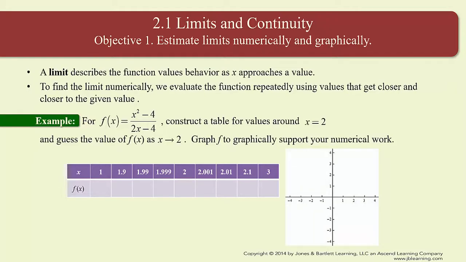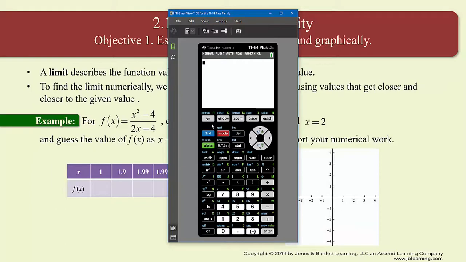So before I head off to the board, because I'm going to fill in this table, once I get to the chalkboard, I just want to show you how I'm going to use my calculator to do this. So, let me pull up my calculator. And so let's see, Y equals, so I have to put the function into Y equals. So it's x squared minus 4 divided by 2x minus 4.